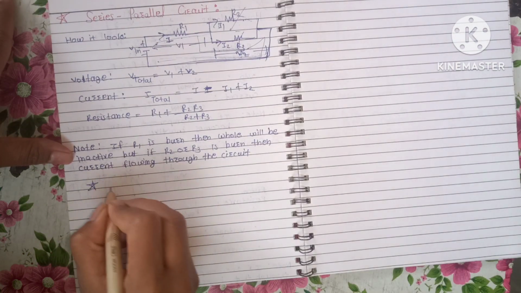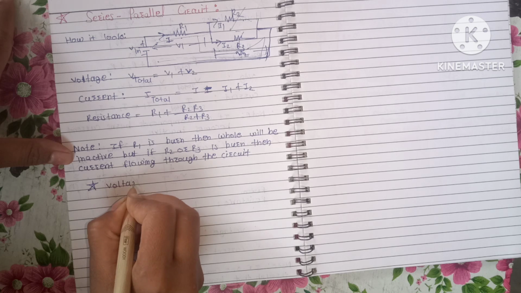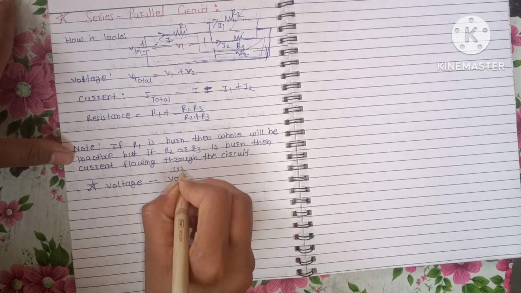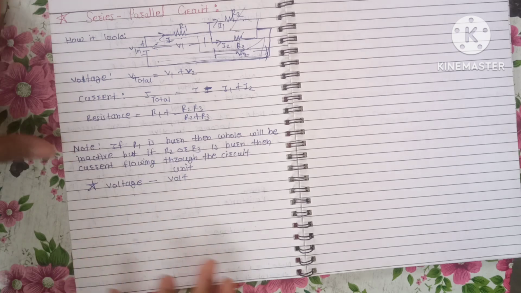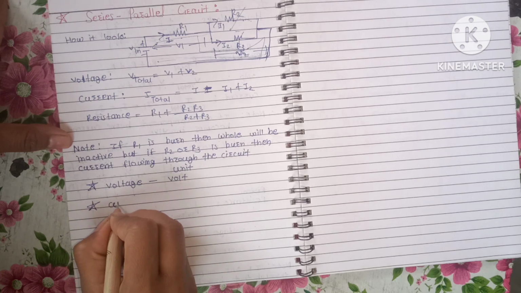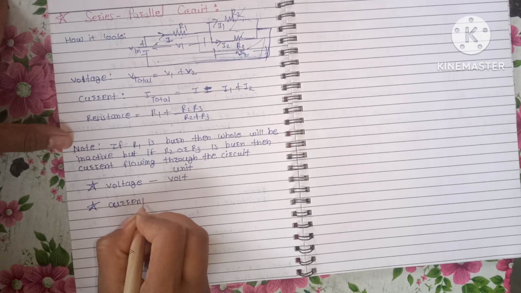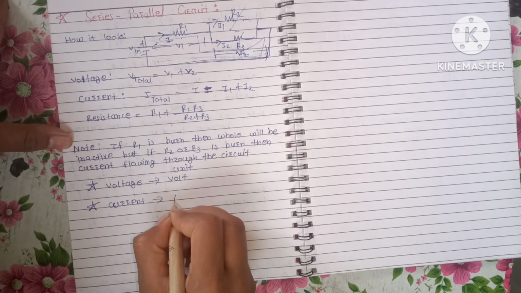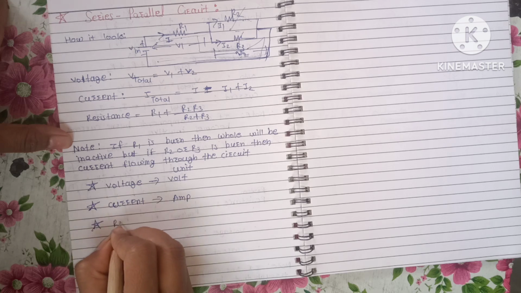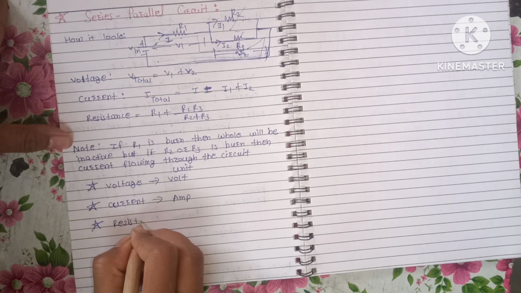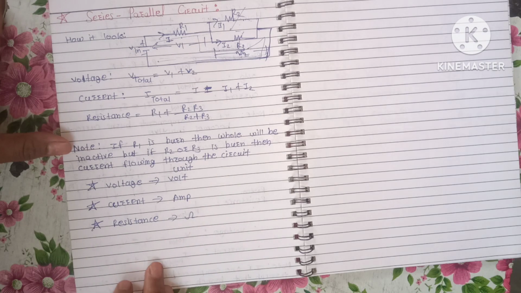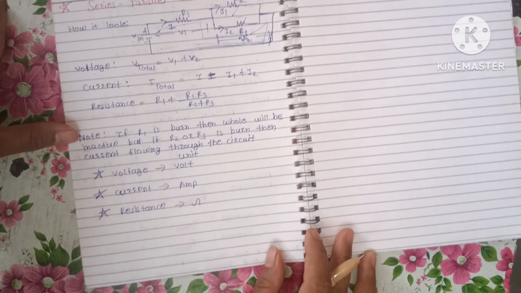Now the voltage unit is volt. This is our unit. Then the current unit is ampere. Then the resistance unit is ohm. Okay. And then we know Ohm's law.